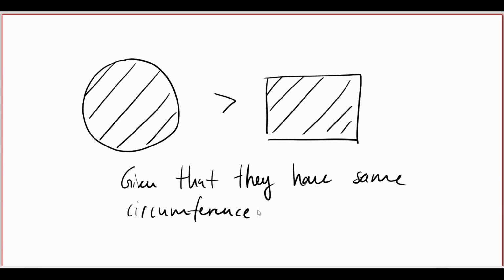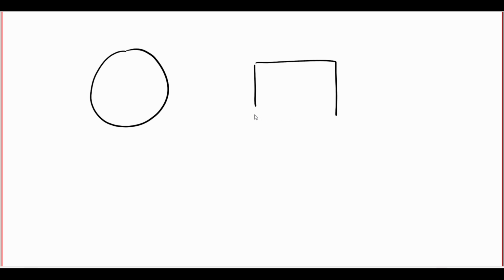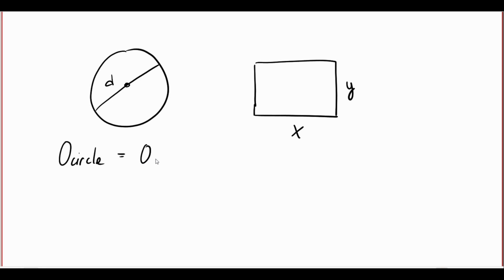Okay, so let's start. The first thing I'm gonna do is to create two figures. So we have a circle, and this circle has a diameter d, and the rectangle has sides x and y. And we know that the circumference of the circle is the same as the circumference of the rectangle.